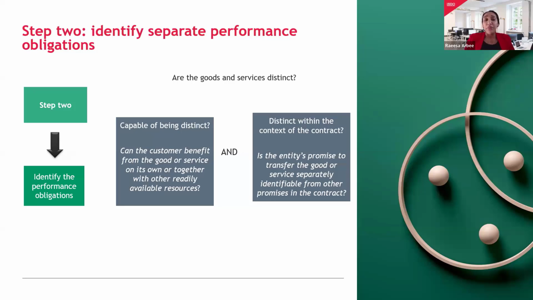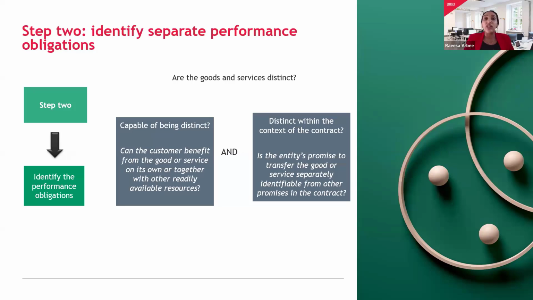The other thing we wanted to just mention in step 2 is the guidance that's called the series guidance that's available in the standard. That's really where you have a series of goods or services that can in effect be treated as a single performance obligation. So you may, for example, have a long-term service contract to provide cleaning or security services for a year, or you could have a manufacturing contract which says you need to manufacture 1,000 identical units.